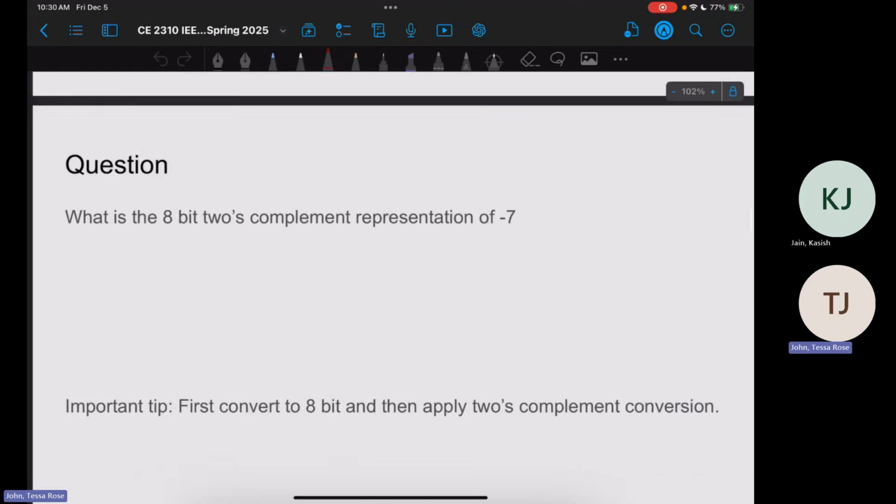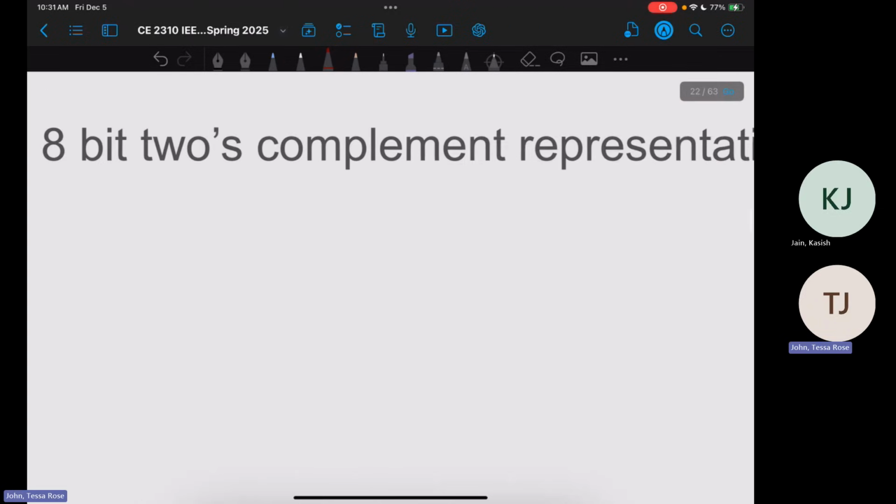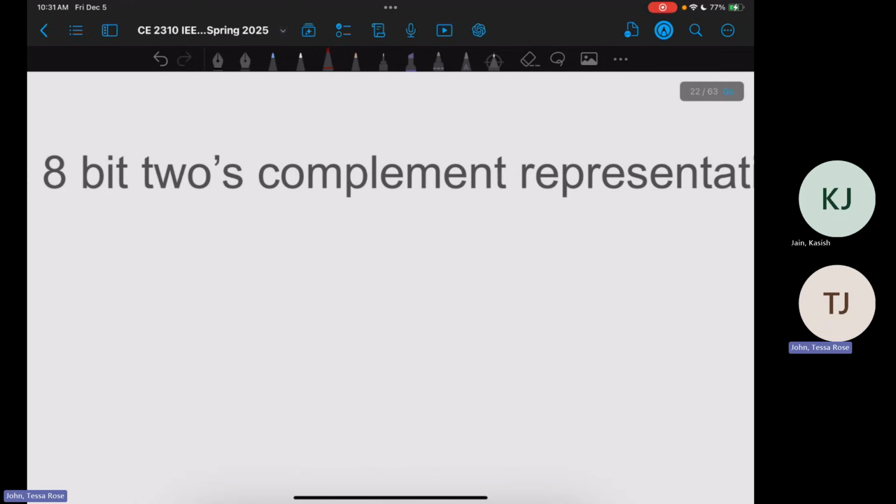Okay, so we're gonna do a quick problem. What is the 8-bit 2's complement representation of -7? The hint: first convert to 8-bit and then apply 2's complement conversion. So what's the first step? Do the 7. Yeah, we'll convert it to binary first. So what's 7 in binary? 1, 1, 1. Yeah. So that's our 3-bit, but we want it to be 8-bit. So what padding would I add? Would it be 0 or 1? Yeah, we're gonna add 0.